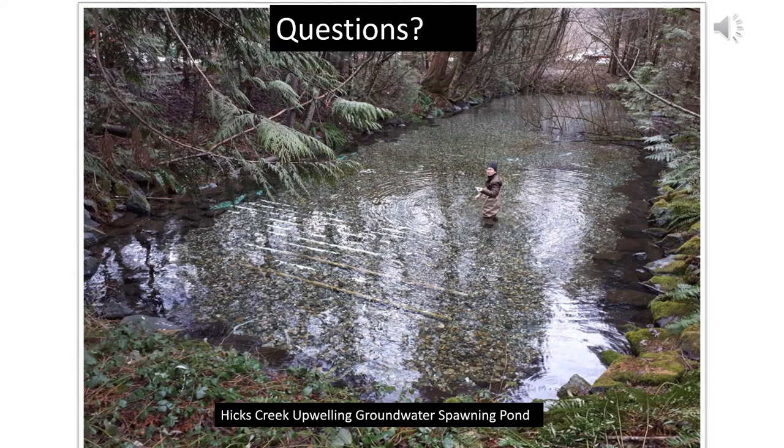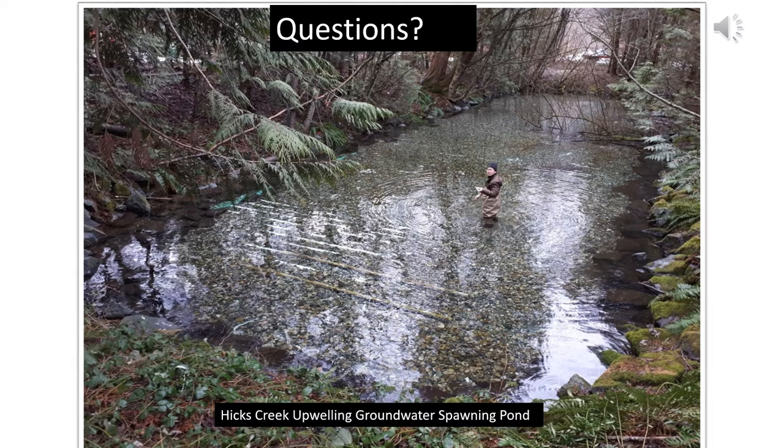So you're a coho salmon, you come into Hicks Creek, you want your eggs to survive. You come in early. You spawn in the groundwater pond, you spawn in the creek. Two things happen. If you spawned in the creek, you probably have five or six gravel moving floods to get through the winter. Your eggs likely aren't going to survive very well. But you spawned in that nice clean pond.